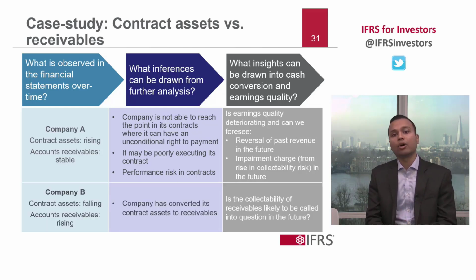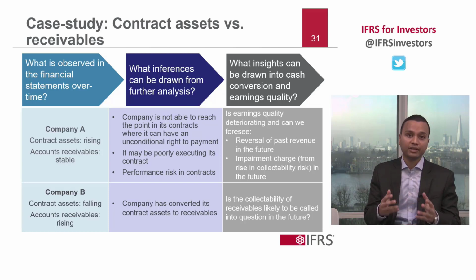Company B, on the other hand, has falling contract asset balances and rising receivable balances. In this case, the company has converted its contract assets to receivables, and the risk now relates entirely to collectibility of those receivables. In this case, analysts may want to further investigate the likelihood of the company collecting on its receivables in the future.